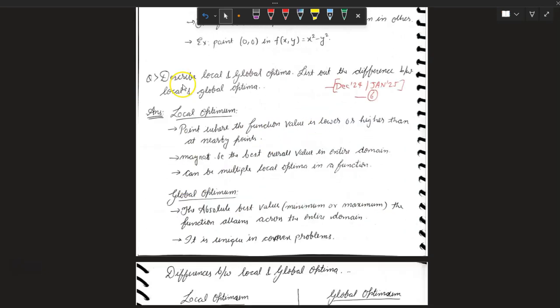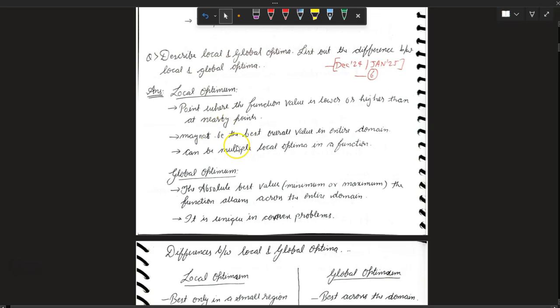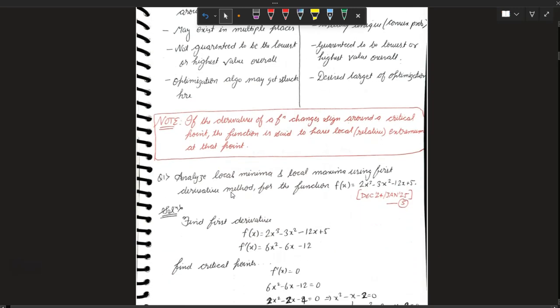Let's see the question. Describe local and global optima. List out the difference between local and global optima. Just see it and read once, you will be able to understand. I already discussed all these things, so just read it by yourself. Note: if the derivative of a function changes sign around the critical point, the function is said to have a local extremum at that point.